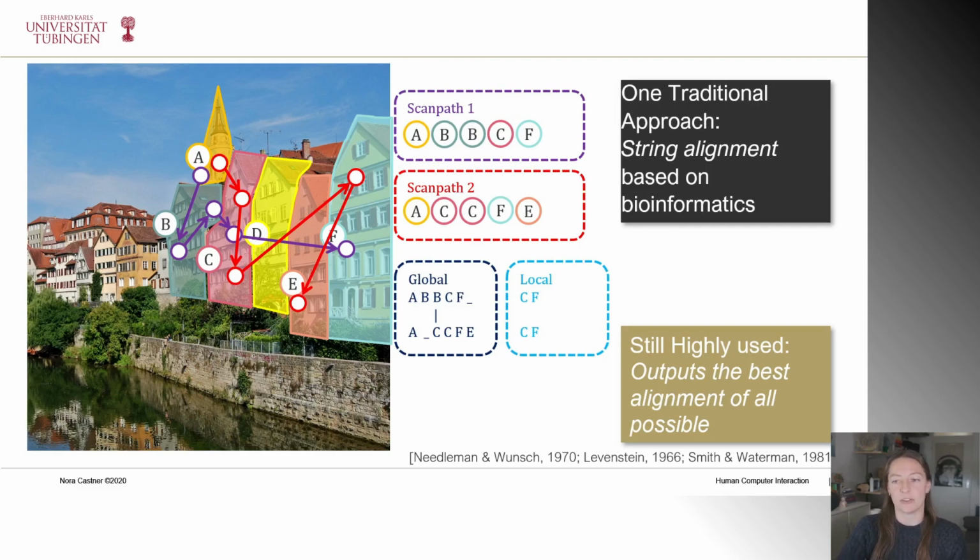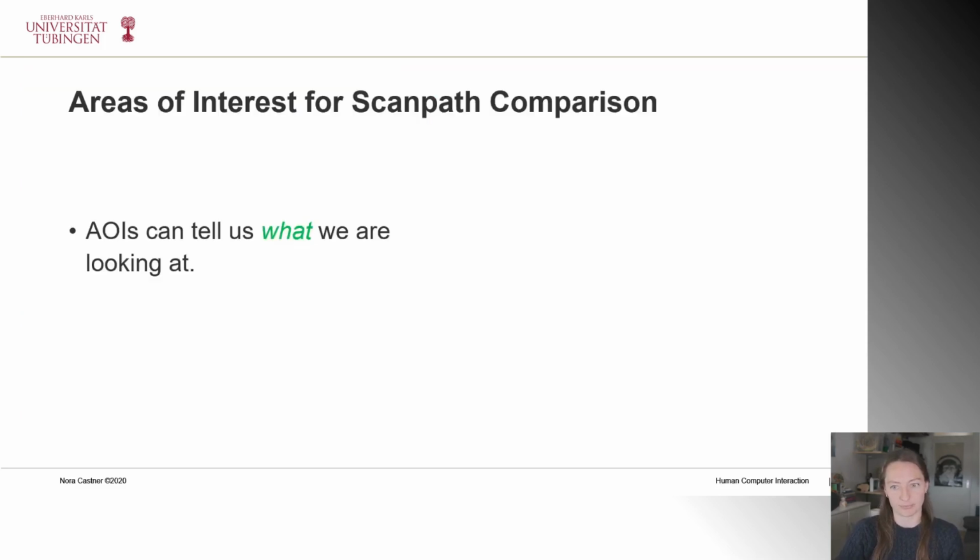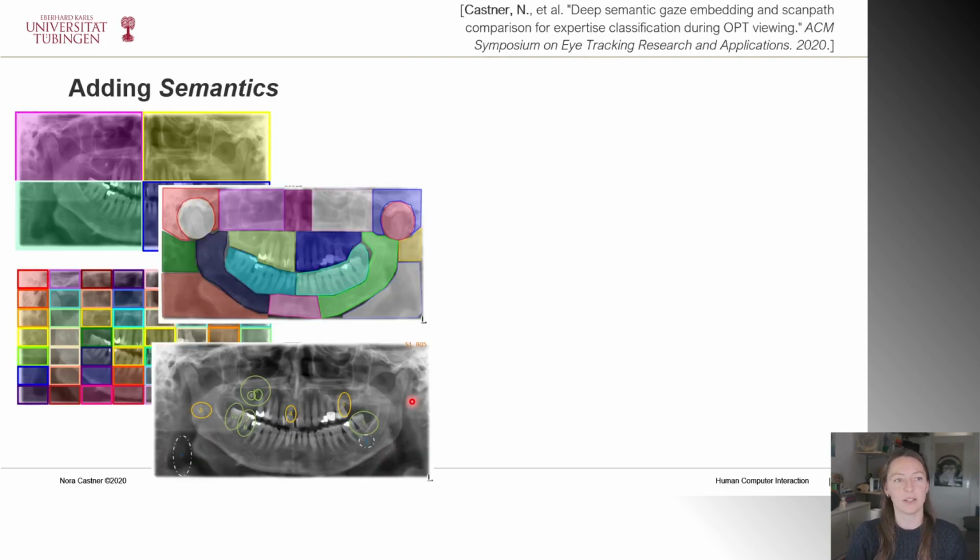These methods are still the gold standard as they're easy to implement and return the most optimal alignment of all possible alignments. But using AOIs has a caveat. They can be tedious and subjective to define. So we want the semantics, but without the effort.